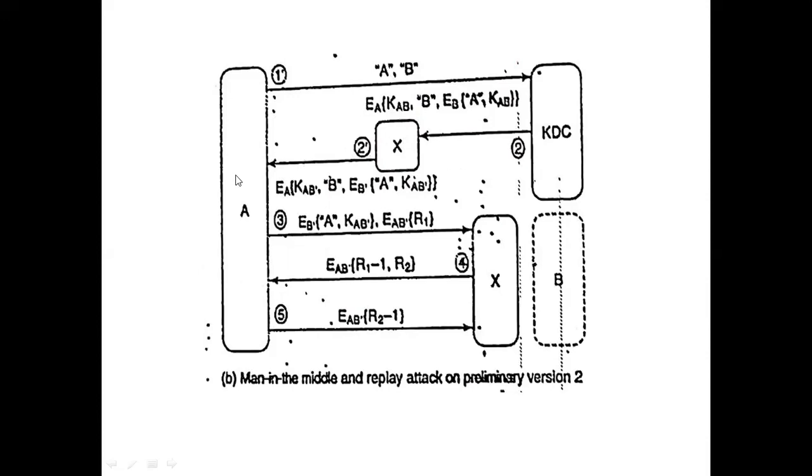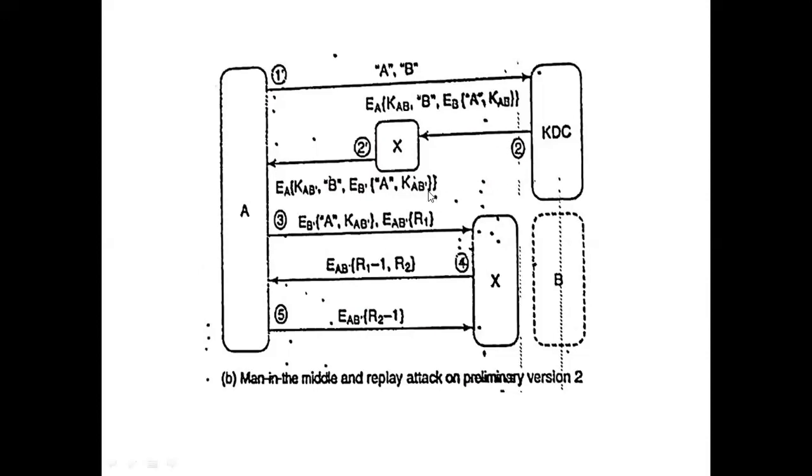Then X intercepts message 3. It will interrupt this message 3 from A, which contains the old ticket and a fresh challenge to B. The fresh challenge to B will be the nonce R. Because X has access to the old key, he can decrypt this ticket and recover the session key.